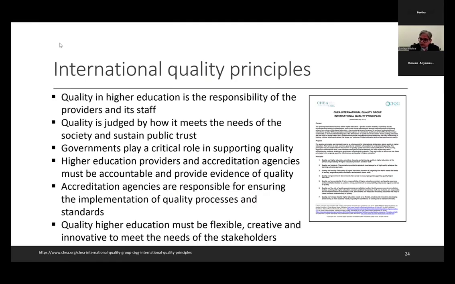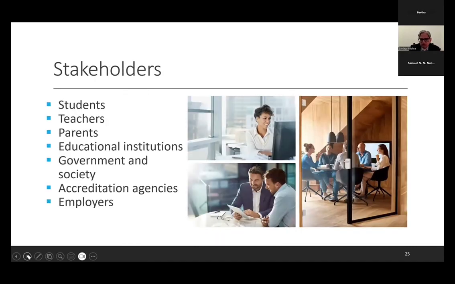Governments also play a critical role. They need to foster quality, and they need to support quality indicators and benchmarks to be set up in their own countries. Higher education providers and accreditation agencies must be accountable and provide evidence of quality. Accreditation agencies are responsible for ensuring the implementation of quality processes and standards. And quality higher education must be flexible, creative, and innovative to meet the needs of the stakeholders. So from those points of view, the stakeholders are students, teachers, parents, educational institutions, governments and society, accreditation agencies and employers. Everyone has certain responsibility in the ecosystem of quality in digital education.